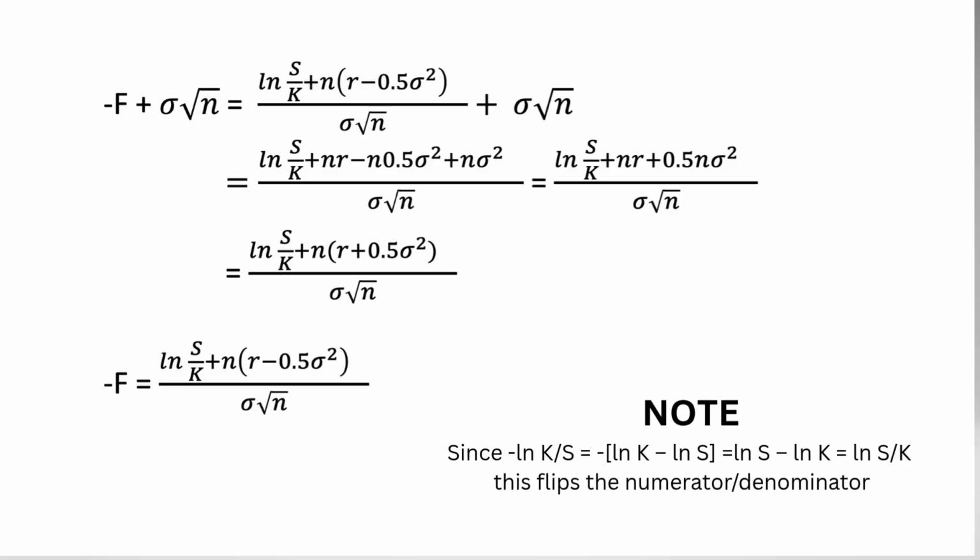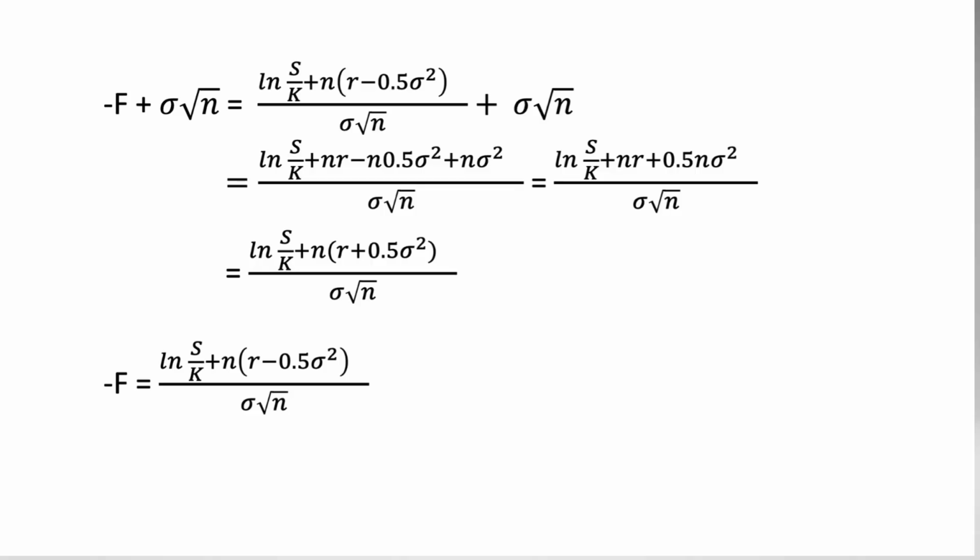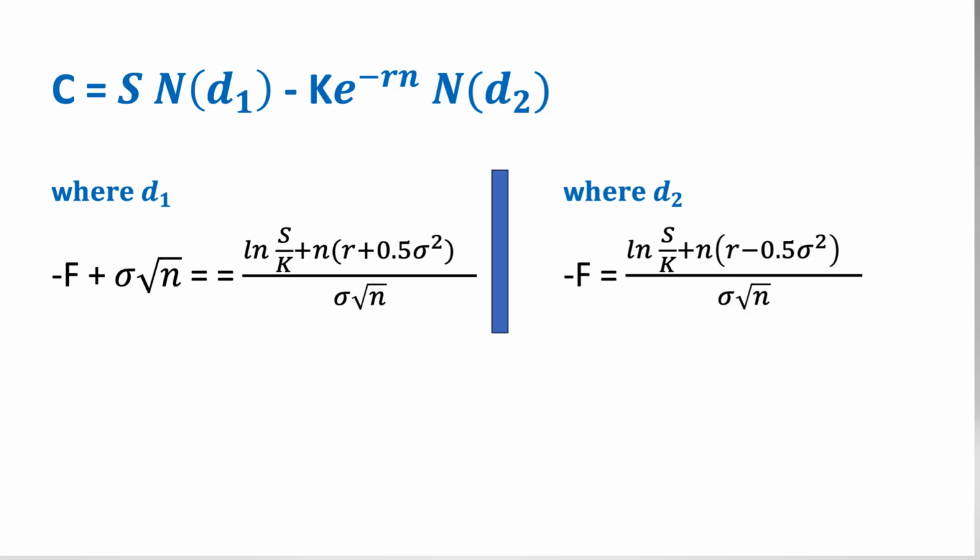And since negative ln of k over s is equal to negative ln of k minus ln of s, it's going to switch the sign, and it's going to be equal to ln of s minus ln of k, and therefore it's going to be equal to ln of s over k. It essentially flips the numerator with the denominator, and therefore we'll have this new negative f, and negative f plus sigma times square root of n as follows. And this is exactly the inputs to the Black Scholes model, where d1 is equal to negative f plus sigma square root of n, and d2 is just negative f.